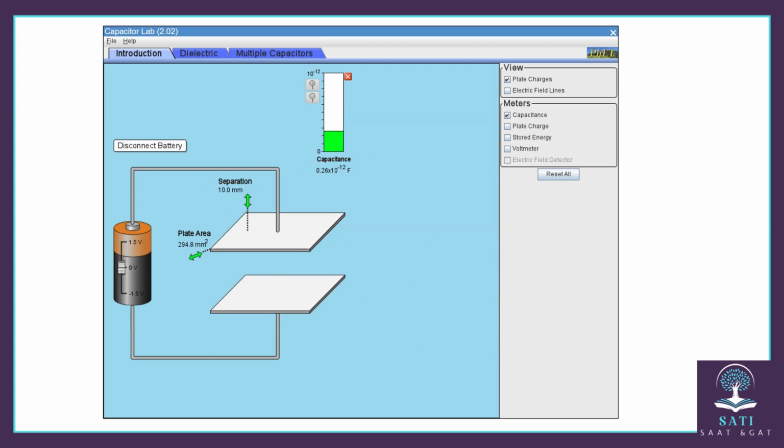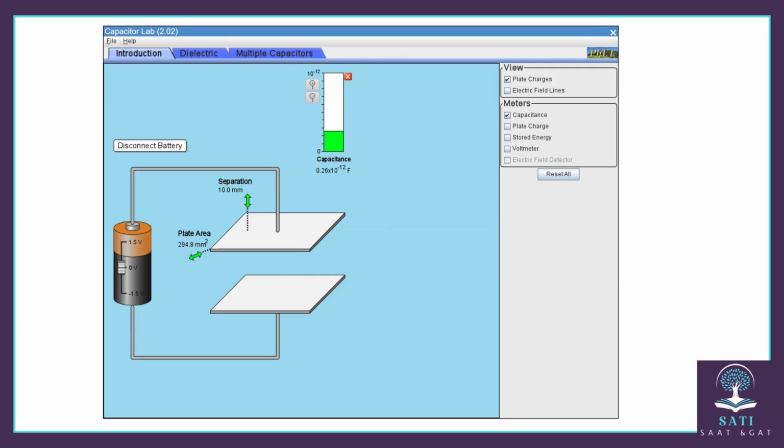Now I have one example of this idea. By the way, the capacitor in electric circuits is drawn simply as two parallel and equal plates. It shows that this is a capacitor and it contains two parallel and equal plates.